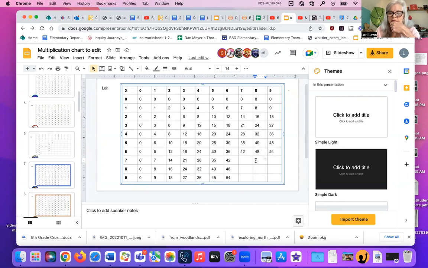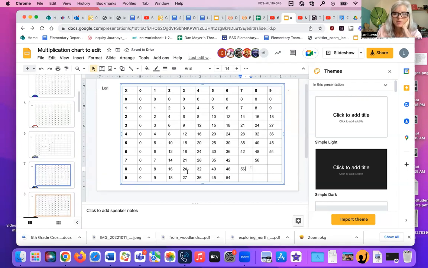20 and 20 is 40. 8 and 8 is 16, or 2 times 8 is 16. 40 and 16 is 56, right? And I can fill it in over here too, 56.